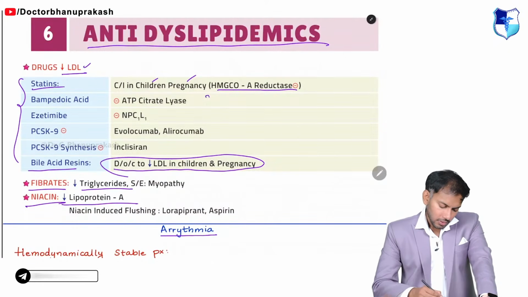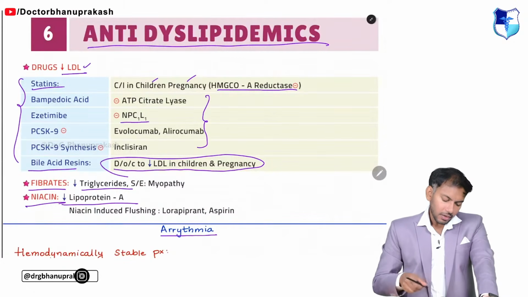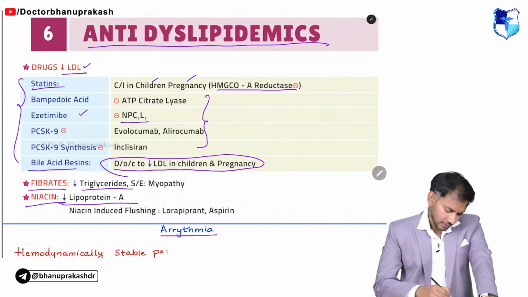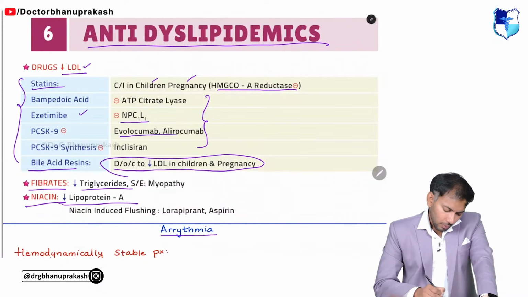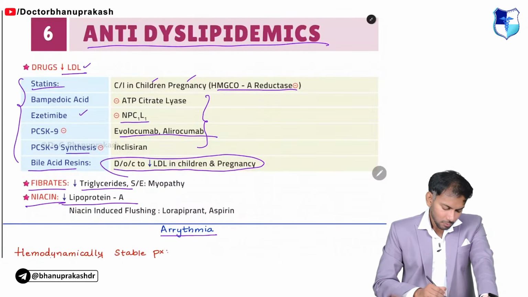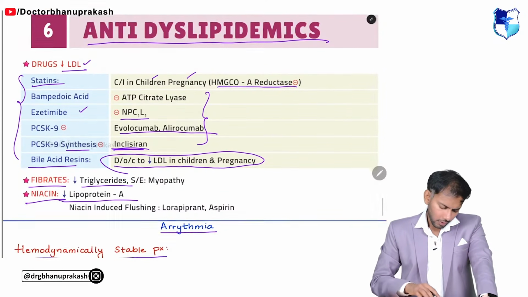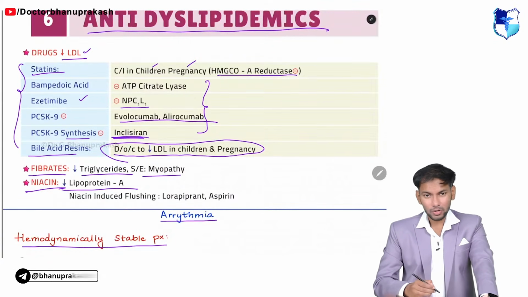Now, these questions have been asked in NEET. Not all of them. The most important question that they have asked is, NPC1L1, Niemann-Pick C1-like receptor, is blocked by ezetimibe. PCSK9 is blocked by evolocumab and alirocumab. Yes. PCSK9 synthesis is blocked by inclisiran. This is what I want you to remember. That's all. Now, coming to fibrates, the side effect is myopathy and it can cause toxicity.